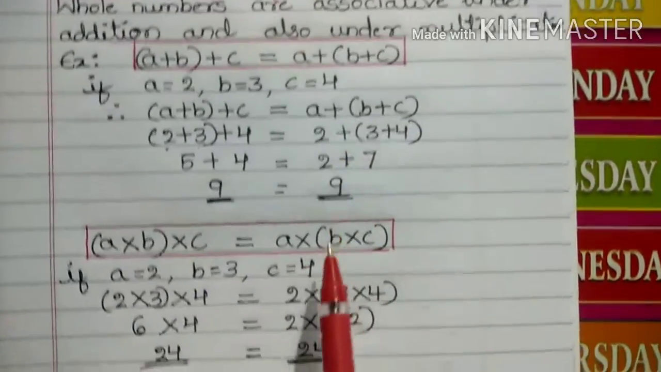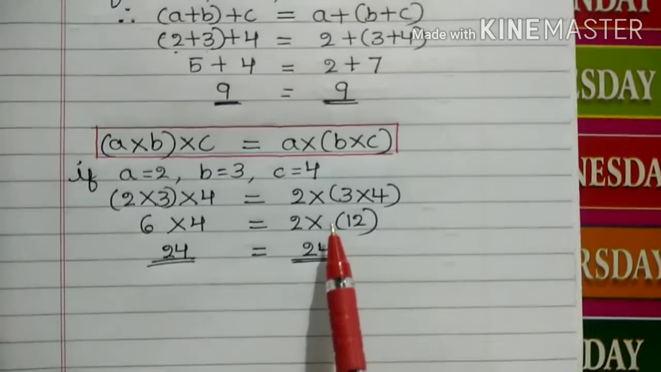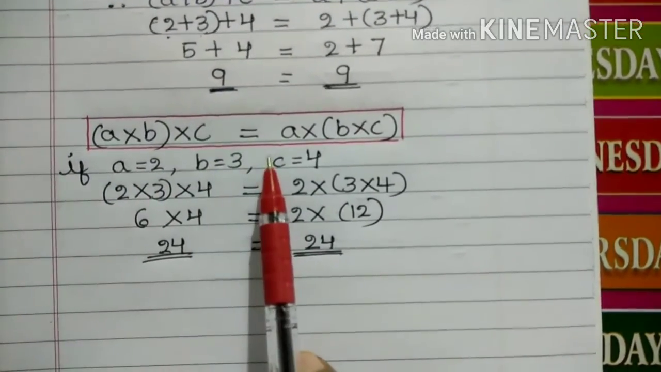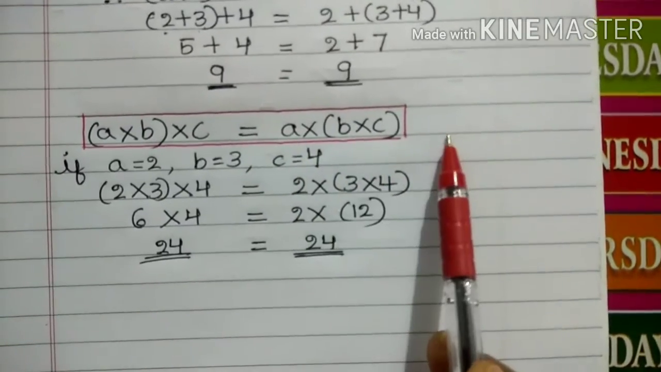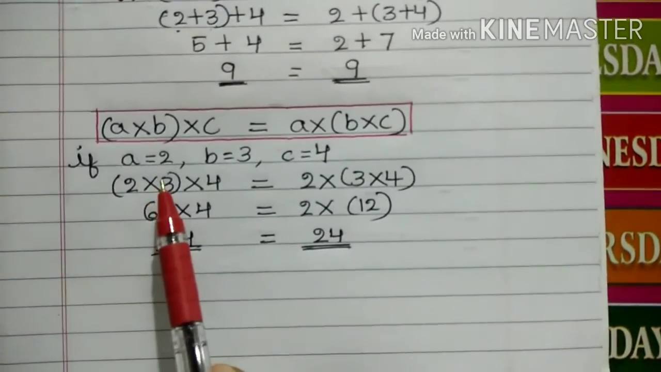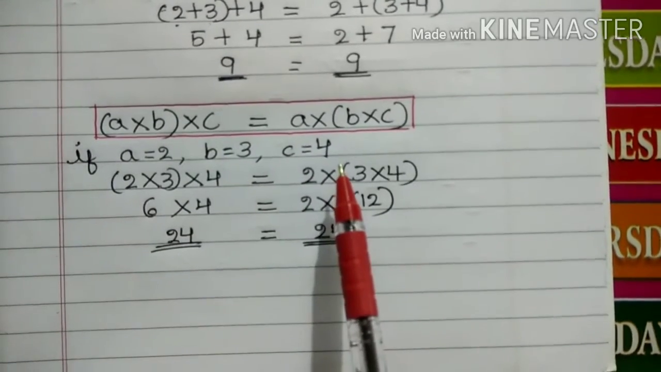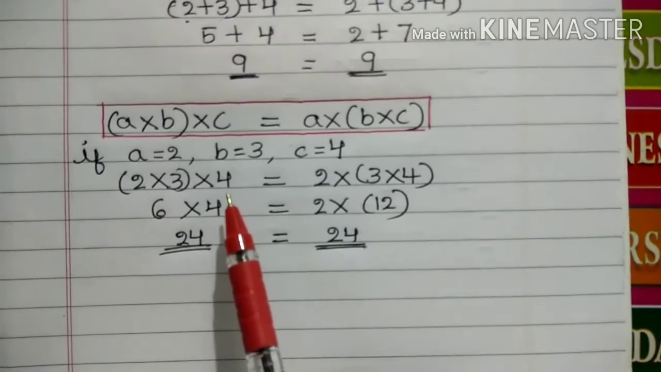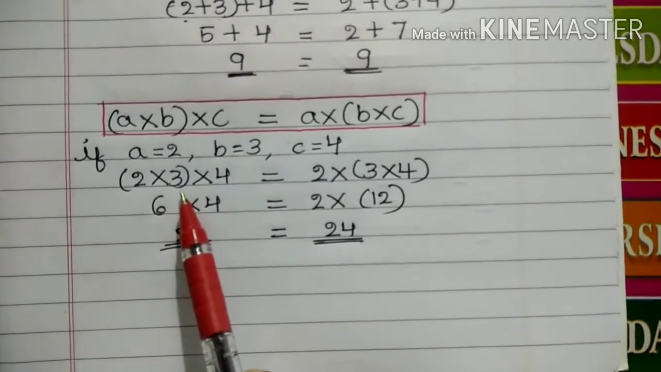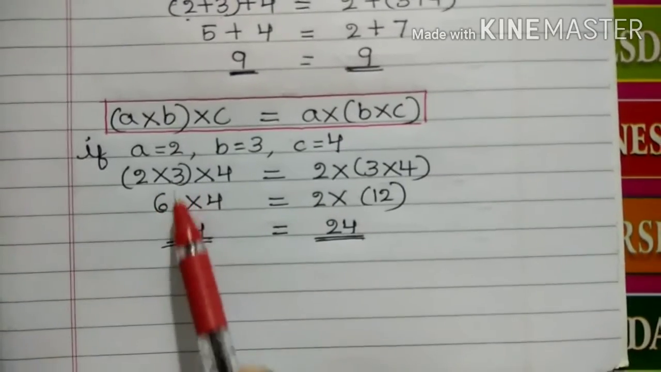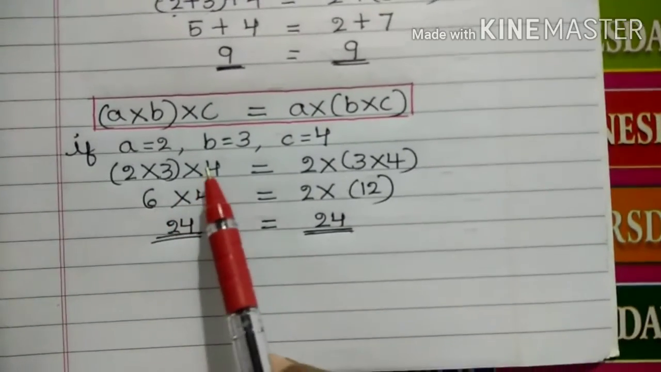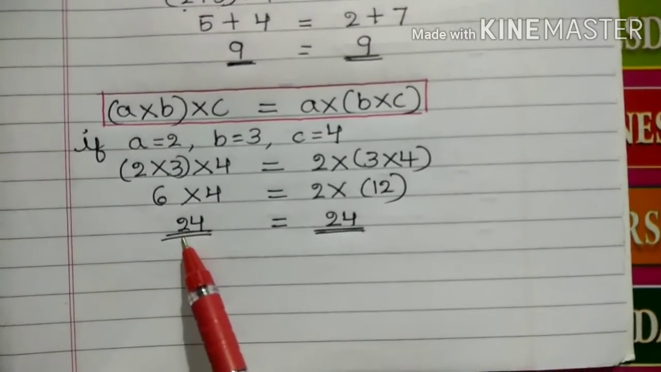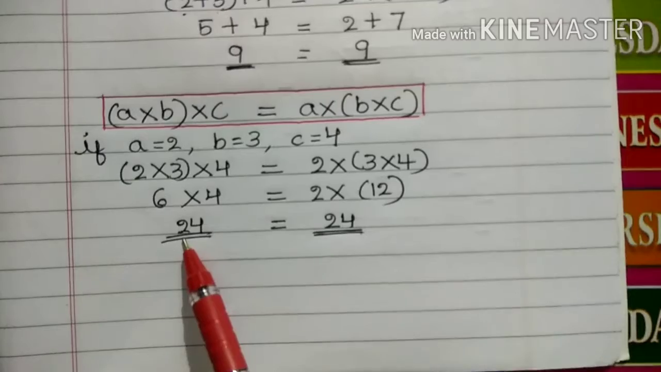So next we have to go through the associative property for multiplication. So (a × b) × c equals a × (b × c). Consider a equals 2, b equals 3 and c equals 4, and put the values of a, b and c. So (2 × 3) × 4. 2 threes are 6, into 4 as it is. 6 fours are 24. So the answer here is 24. This is called LHS.